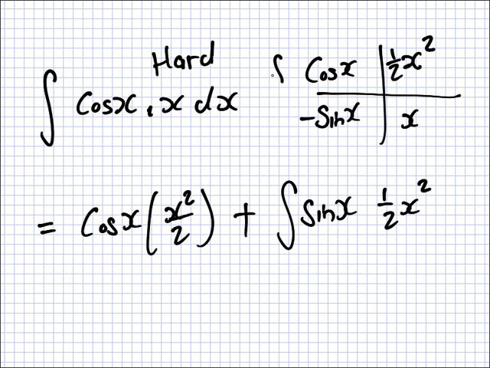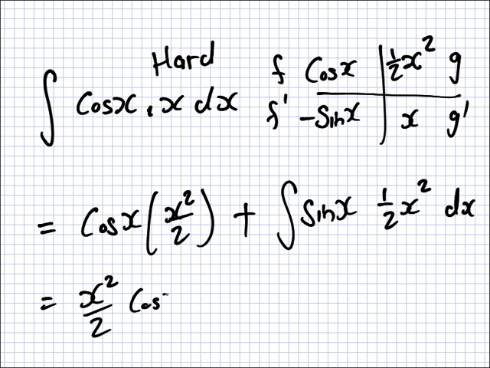Because this is f derivative, g derivative, and it's g, minus integrate f derivative g. It's this. Two minuses. Okay. So that's equal to x squared over 2 cos x plus, and then what we have to do is do it again.